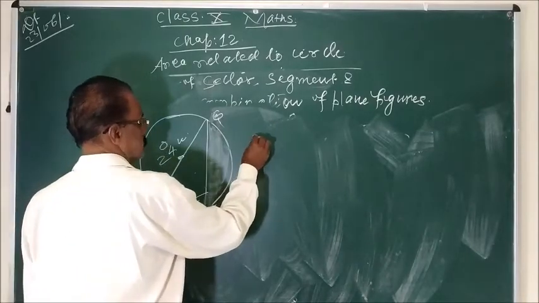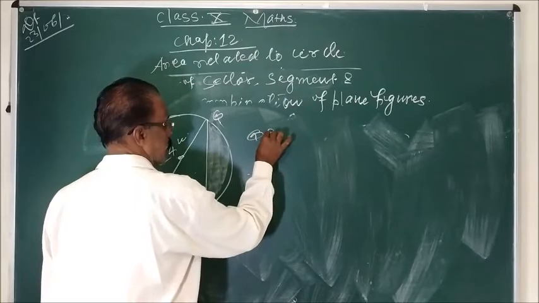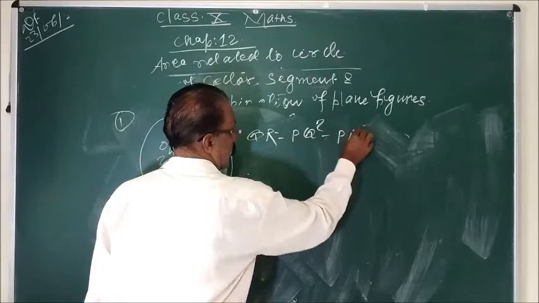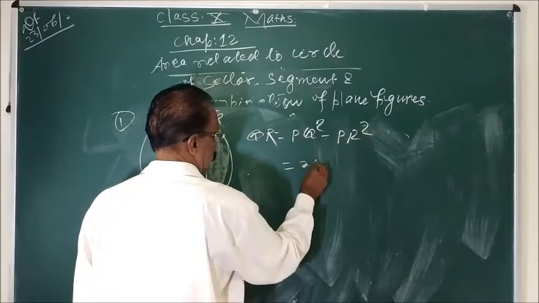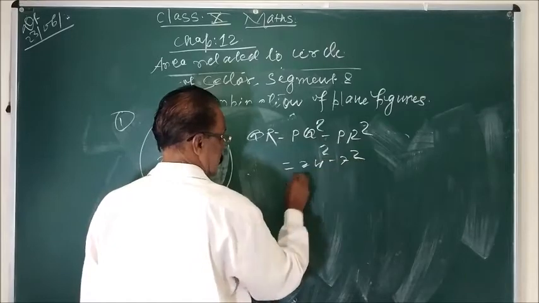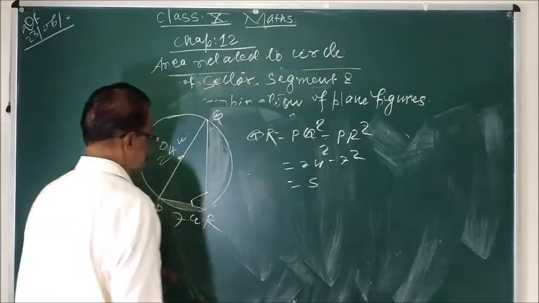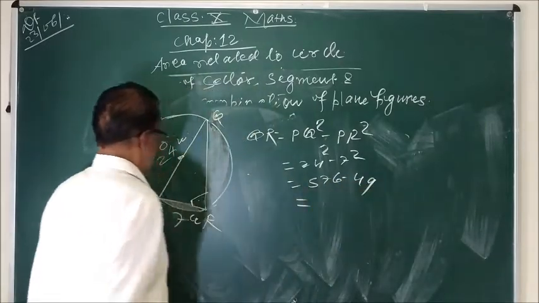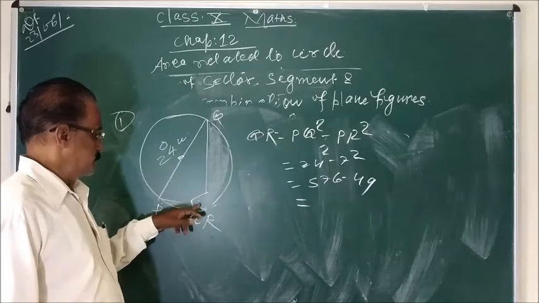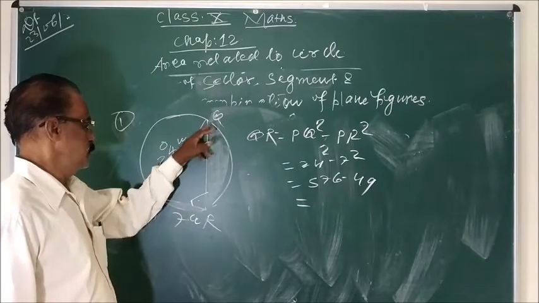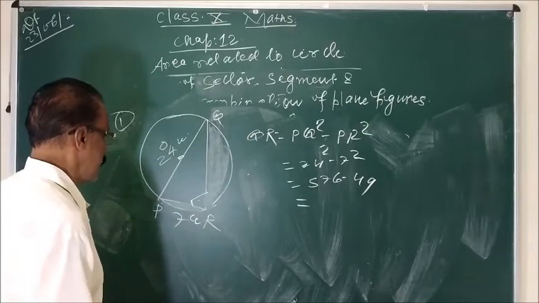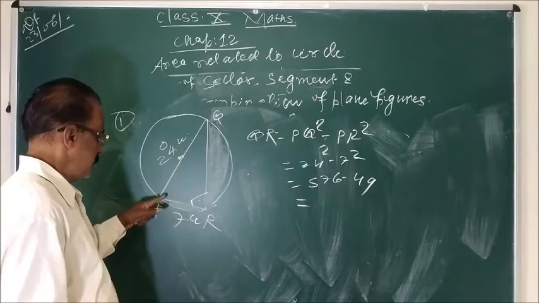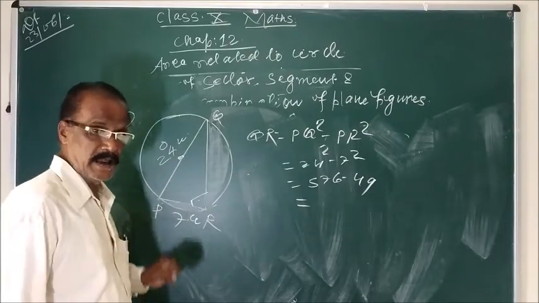Using the Pythagoras theorem, you find the value of QR. So QR squared is equal to PQ squared plus PR squared. Now you find 24 squared plus 7 squared, and this will be 576 plus 49. Now this is a right angle triangle, so this will be the hypotenuse. So you will find the value of QR. But why are we finding the value of QR? Because we have to find the area of this triangle.